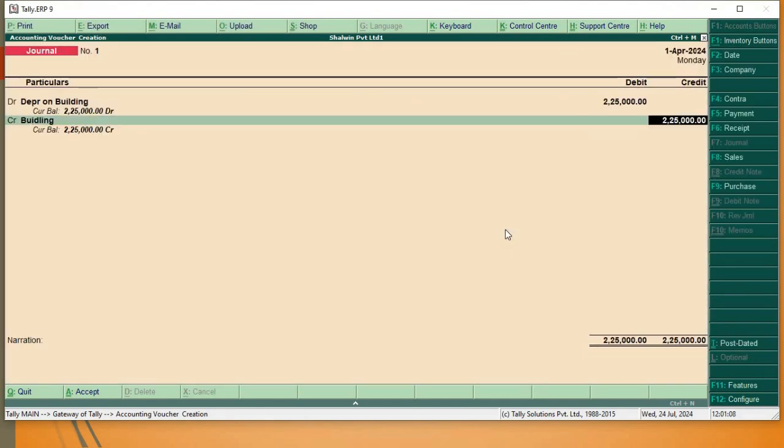So building is an asset, but still we put it on the credit side because the building value decreases. Depreciation is indirect expense. Here the expense increases. That's why you're putting it on the debit side, and building value is an asset. Asset value decreases. So the rule for asset is, if the value of asset has increased, you're putting it on the debit side. If it decreases, you're putting it on the credit side. Here the building value is decreased. That's why you're putting it on the credit side.